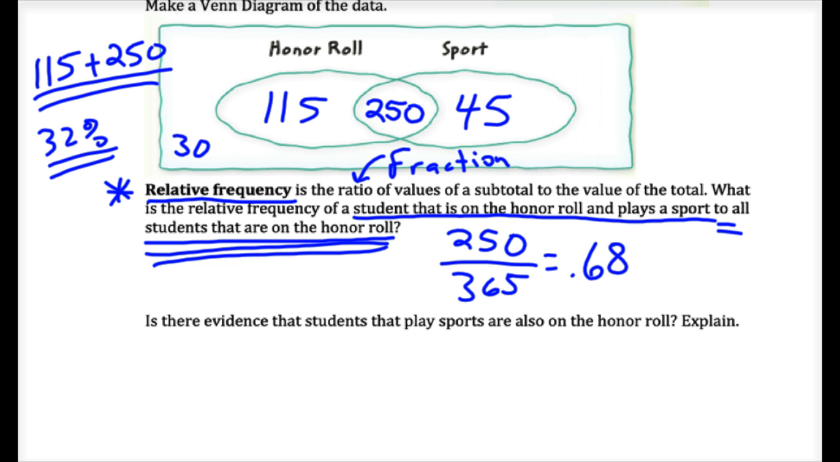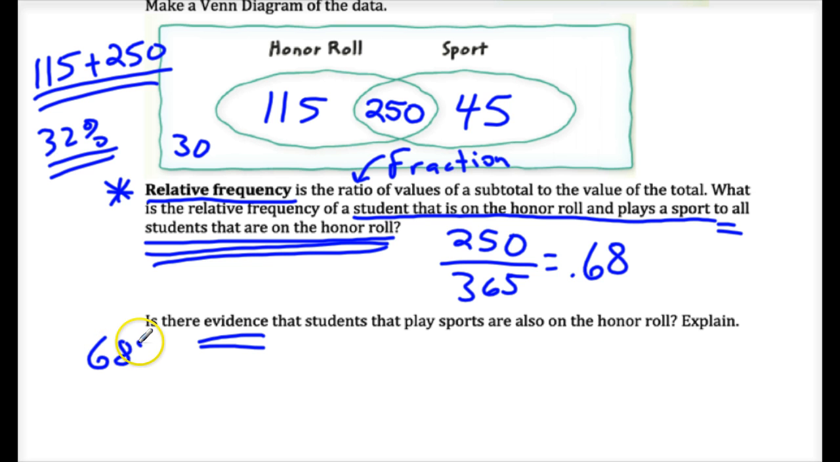Okay. Here's my next question to you. Is there evidence? Can you guys prove that students that play sports are also on the honor roll? Yes. Are there kids that play sports on the honor roll? Yes. How do you know? From the graph. The survey. You can't say because it says so. More specifically. Because they surveyed all the students. Yeah, but what from the survey tells you that? The 68%. The Venn rows.